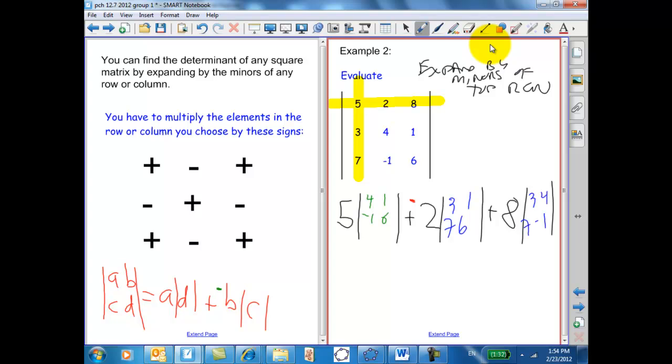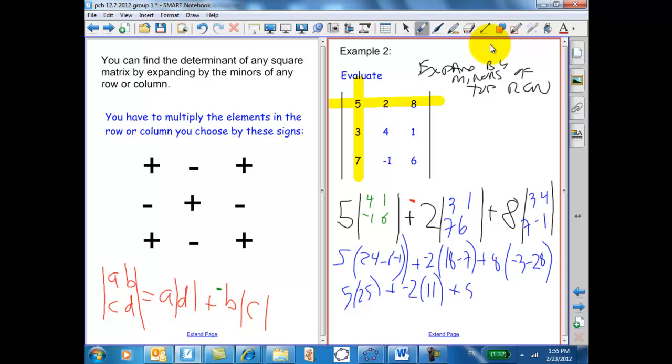There you go. Now you can do these little 2 by 2s by the difference in the product of the values. So 24 minus a -1. Careful with your negatives there. That's usually where the arithmetic gets messed up. Plus -2 times 18 minus 7. Plus 8 times a -3 minus 28. So 5 times 25, plus -2 times 11, plus 8 times -31. So you get 125 and -22 and -248.